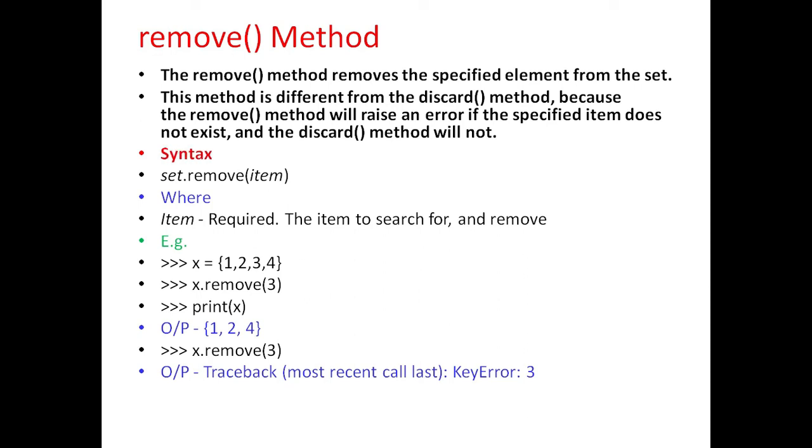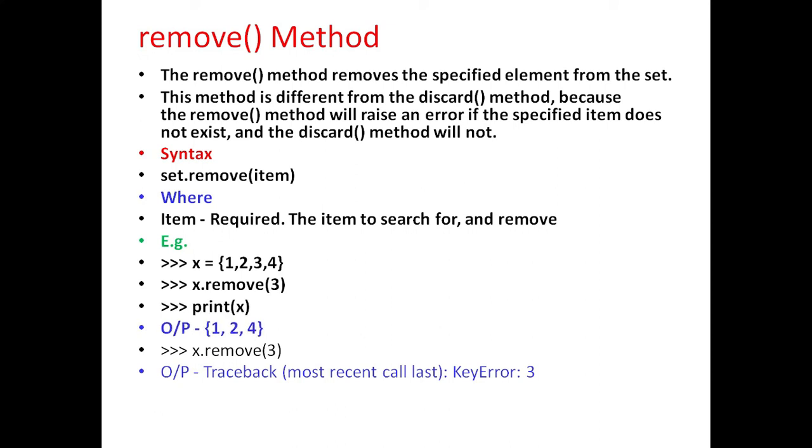General syntax is set.remove(item), where item is a required parameter. For example, if x is defined with elements 1, 2, 3, 4 and if we use the method x.remove(3) and when we print x, it will give the output 1, 2, 4. And if we execute x.remove(3) again, it will give an error.